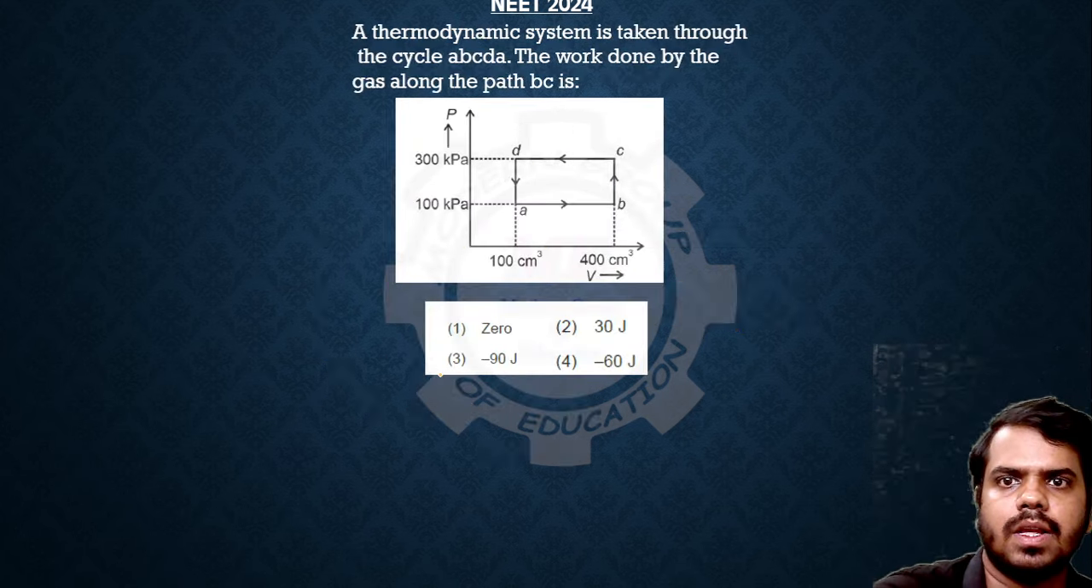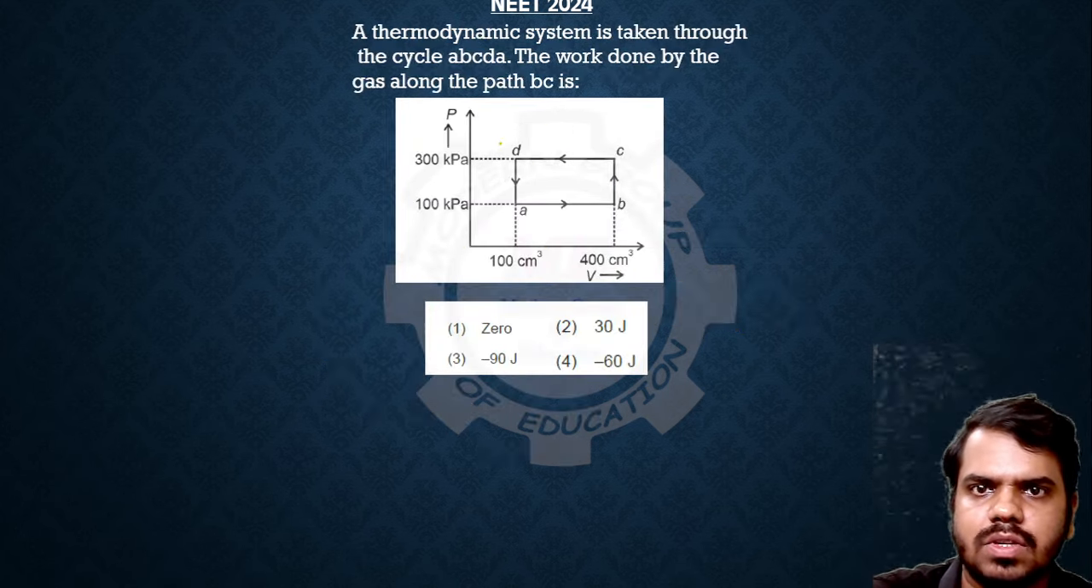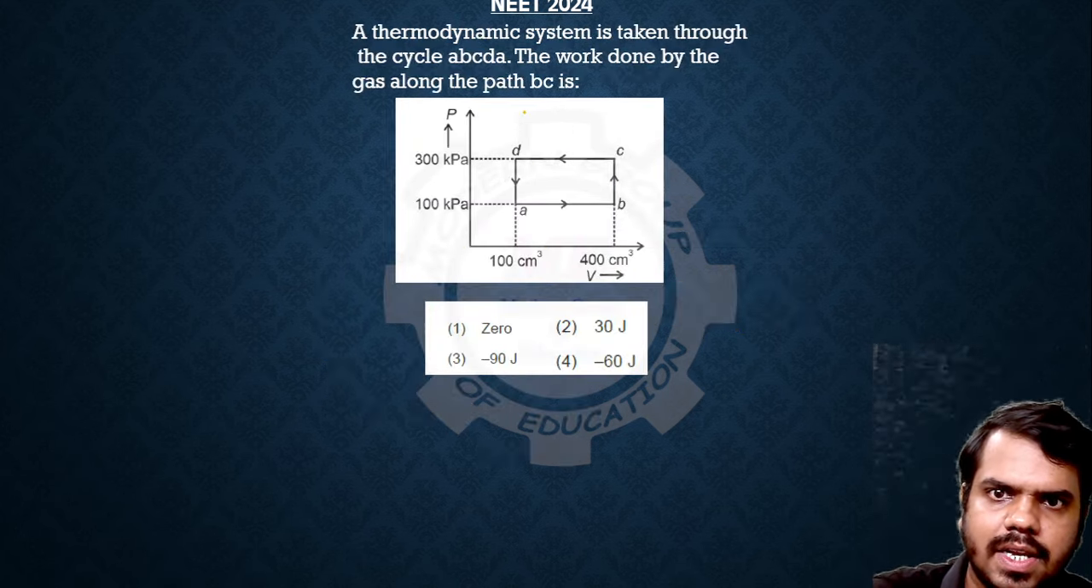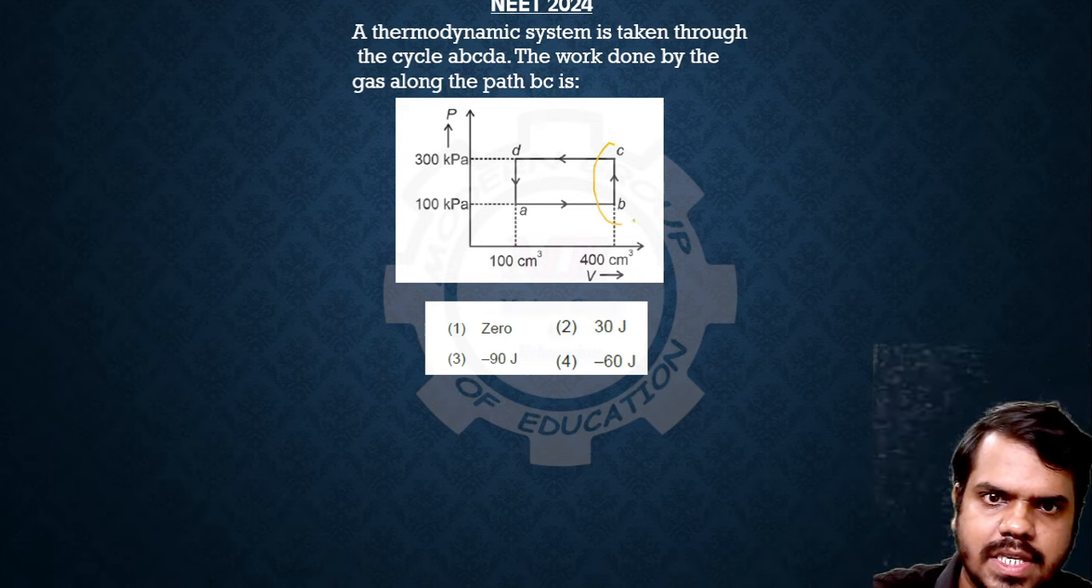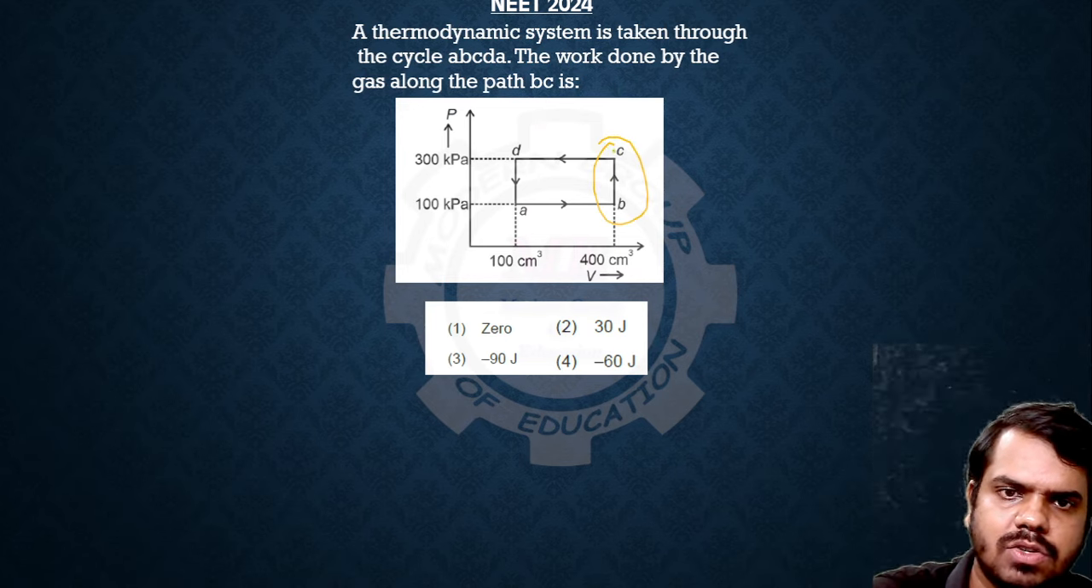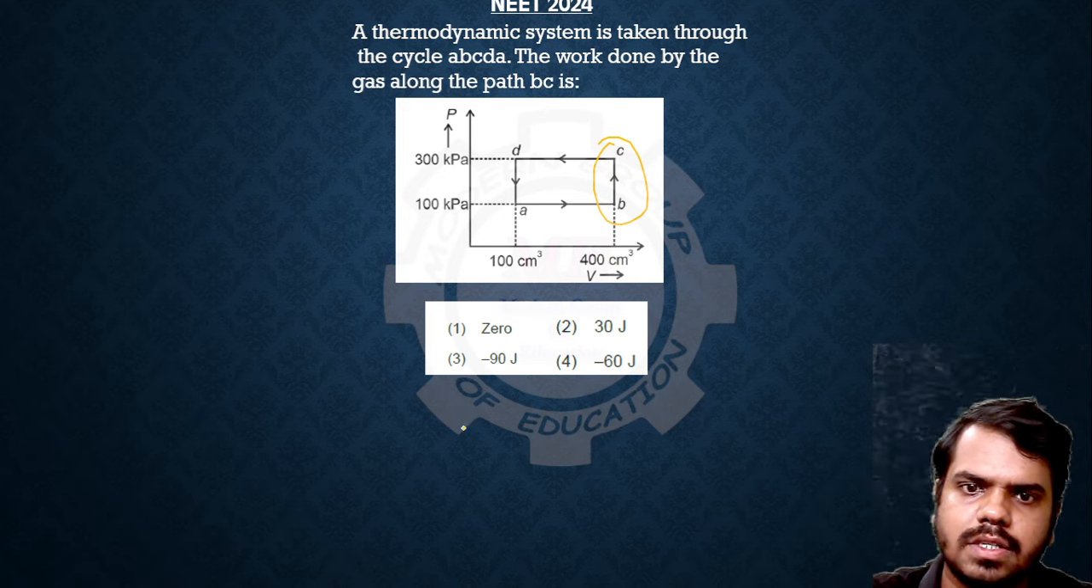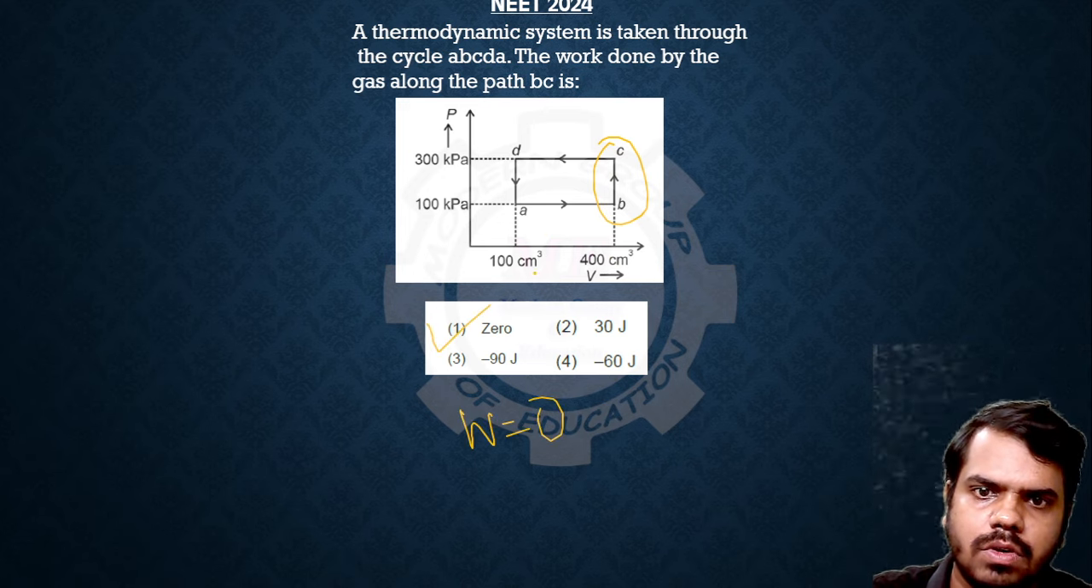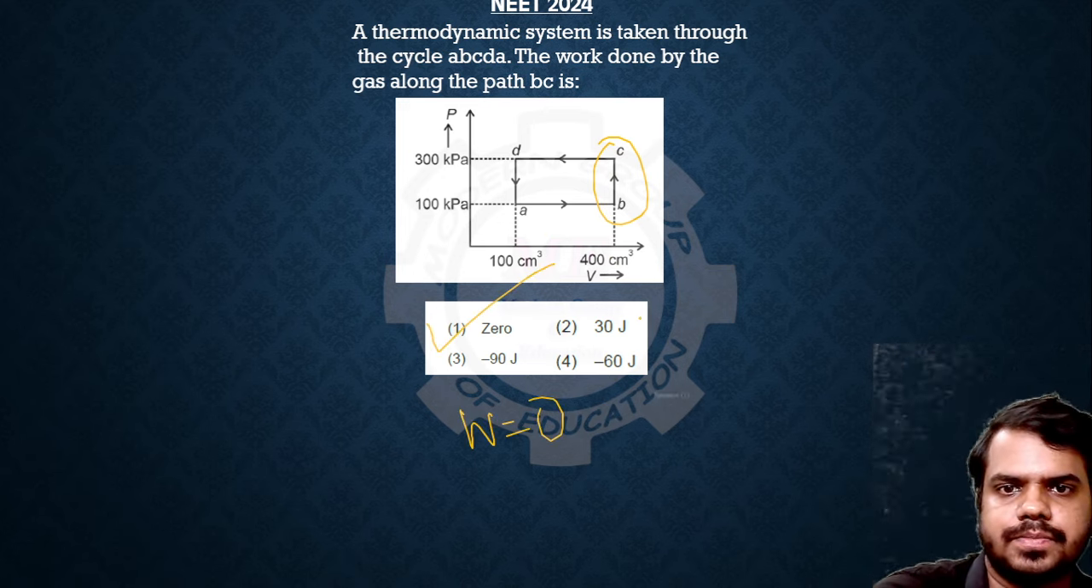Answer is 1. A thermodynamic system is taken through the cycle ABCDA. The work done by the gas along the path BC. This BC is a constant volume, that means an isochoric process. That means the work done is 0. So answer 1 is correct.